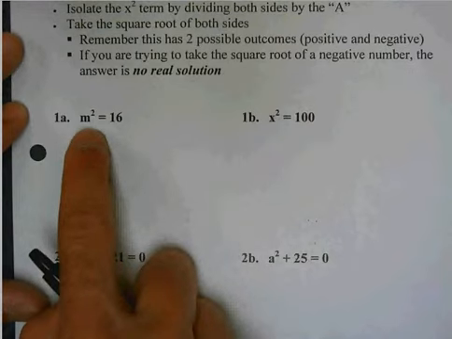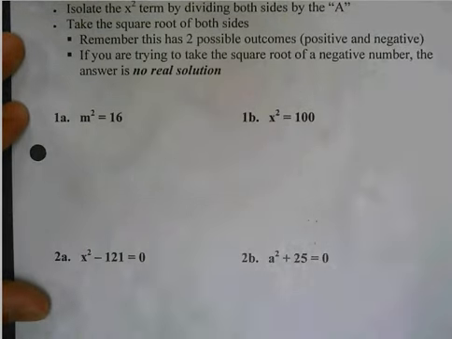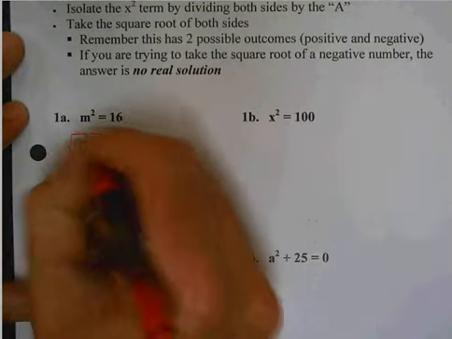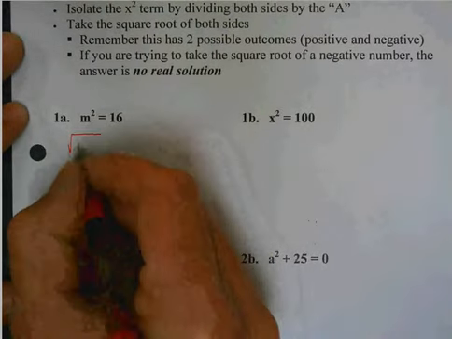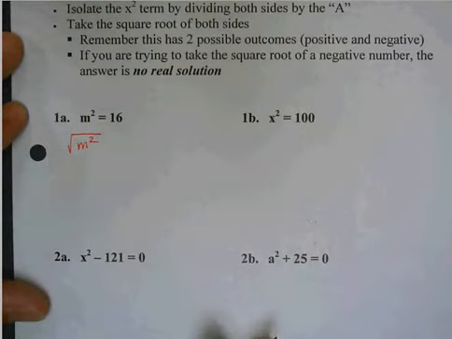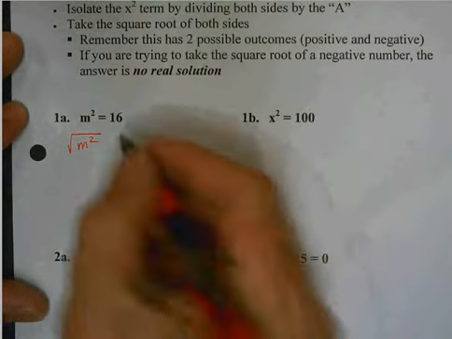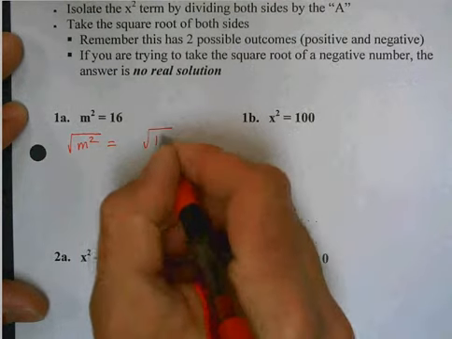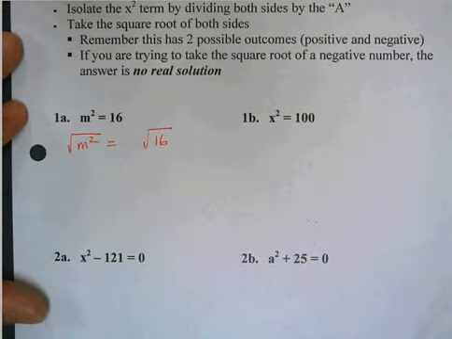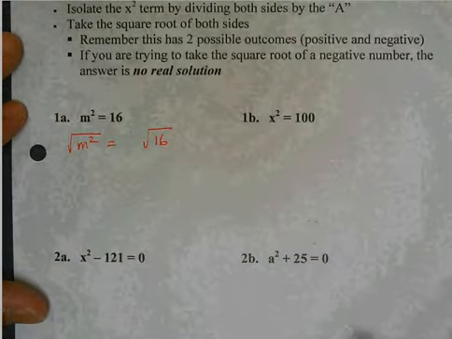Well, the m squared is by itself, and so to solve this, there's a very simple step we do. To get rid of a square, we take the square root. And if you take the square root of the left side, you also have to take the square root of the right side. Now, when you take the square root of both sides, probably the most important thing to remember here today.